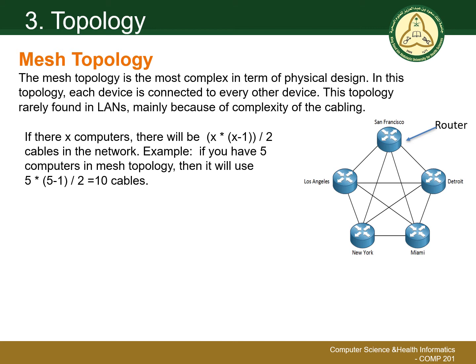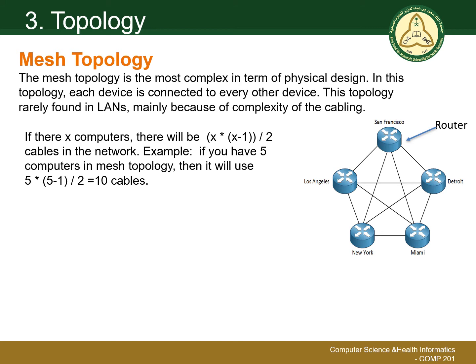So if we look in here, if I have 5 different nodes as we see in here, then what do I need? How many connections or links do I have? It is 5 times 4 divided by 2, which is 10. What if there are 6? Then 6 times 5, 30, divided by 2 is 15. 7, then 7 times 6 is 42, divided by 2 is 21, and so forth.